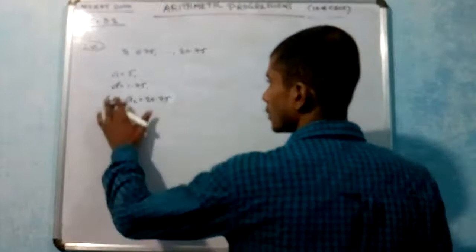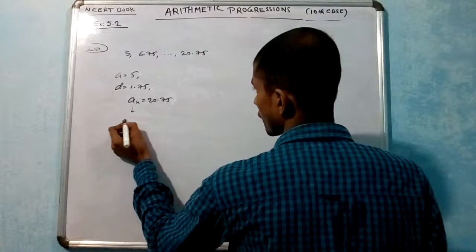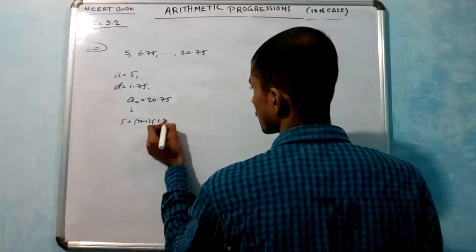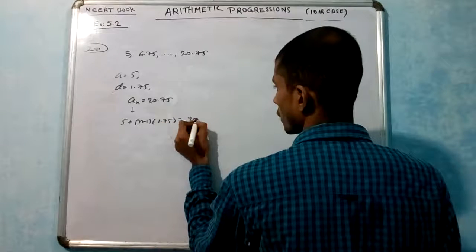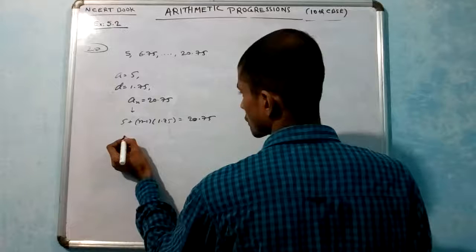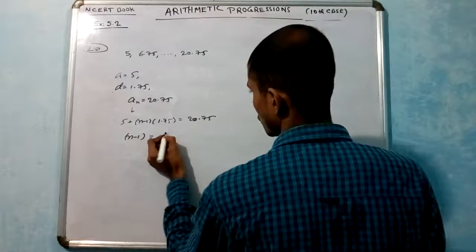So now we have to expand it. a plus n minus 1 into d. Again, 5 plus n minus 1 into d. d is how much? 1.75, is equal to 20.75. So how much? n minus 1 is equal to 20.75 minus 5, 15.75.